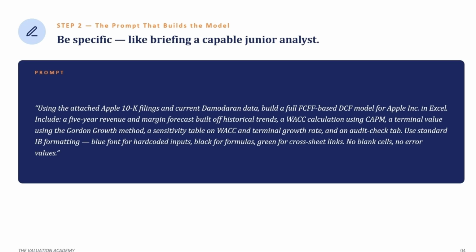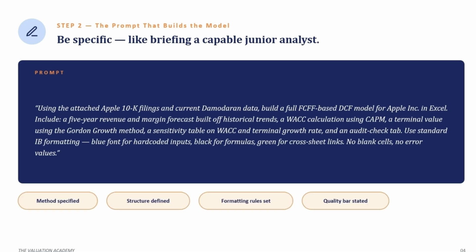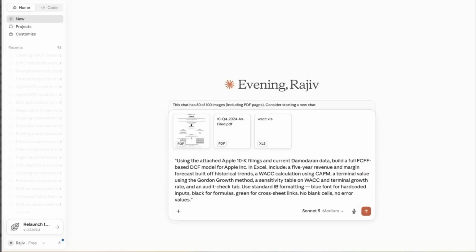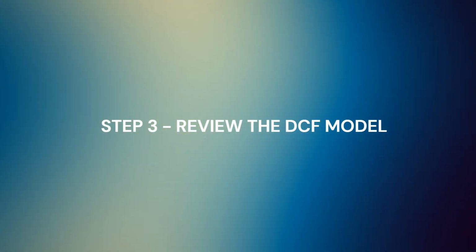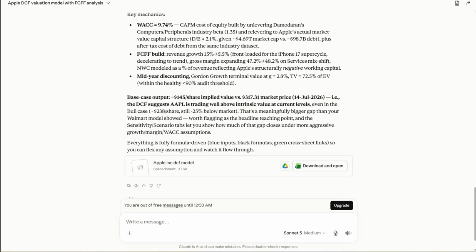Notice what's happening in that prompt. I am specifying the method, the structure, the formatting convention, and the quality bar all upfront. That's the difference between a rough draft and a client-ready file. So I'll run this prompt on Claude and will pause the video for some time till Claude generates a DCF model. Let's go back to Claude and see the DCF model.